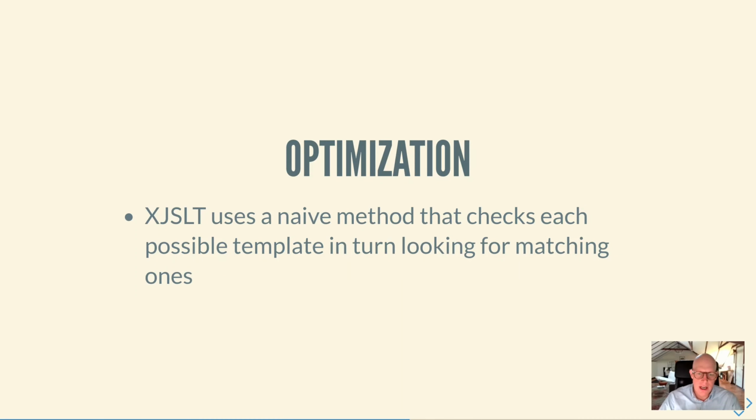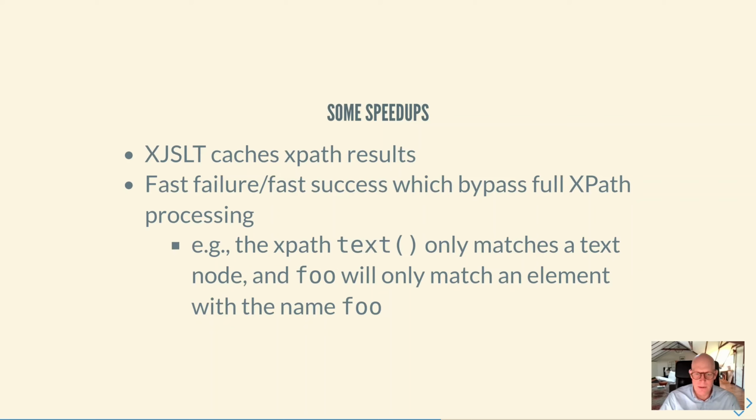Right now, I'm going to talk about speed and optimization. Right now, we're using a very naive method that checks each possible template in turn, looking for matching patterns. So what pattern matches and what template we should use for this given node that we're looking at processing. If you read Saxon design docs, this will be, I think, dismissed as a very naive method that wouldn't work well, and it doesn't work great. It's a little slow.